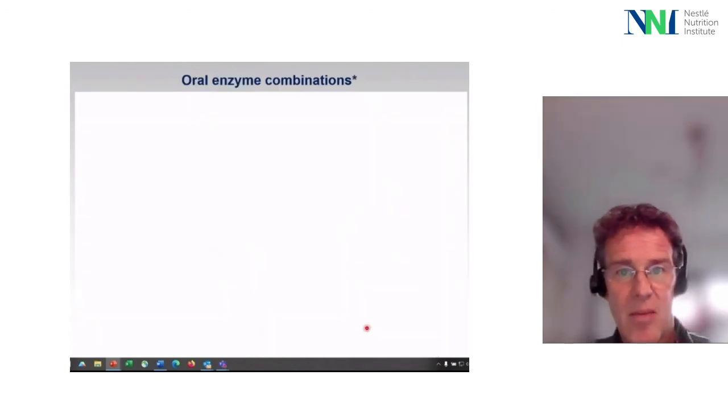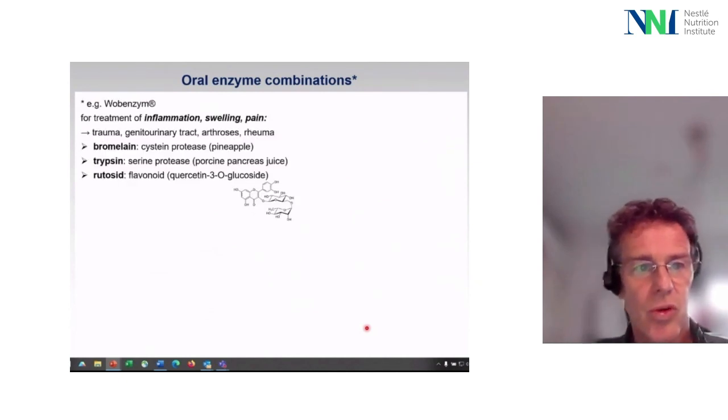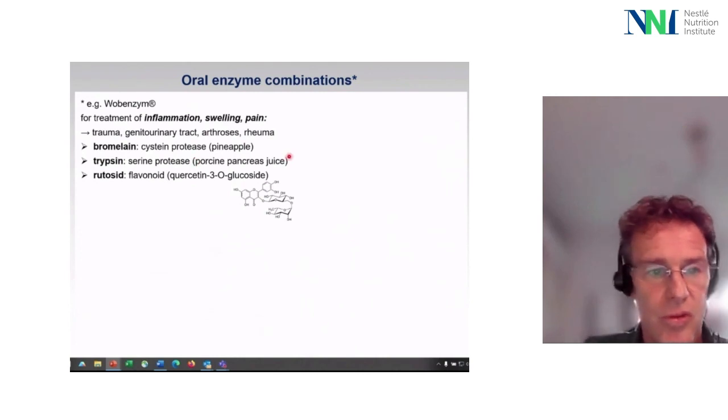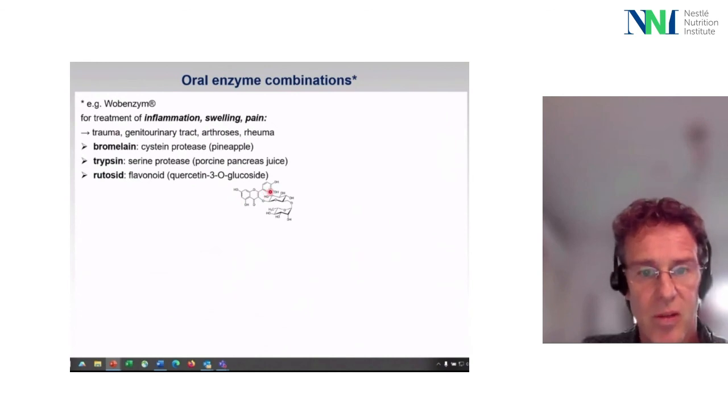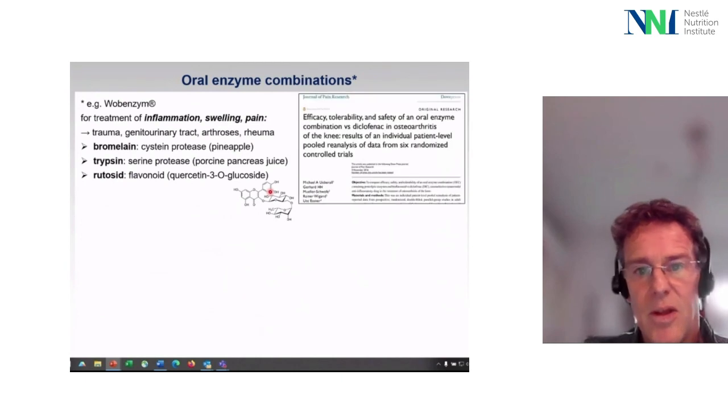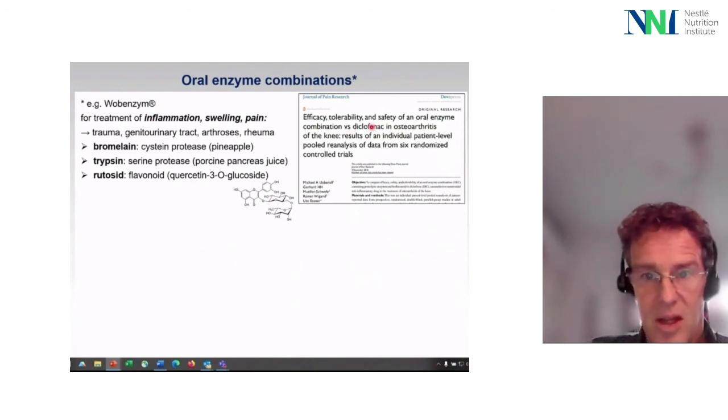What about oral enzyme combinations that are also used to treat inflammation, swelling, and pain, like Wobenzym? Well, this is a combination of bromelain and trypsin, which are a cysteine protease from pineapple and a serine protease from porcine pancreas juice. There is also rutoside contained, a flavonoid, and looking at the structure, it's quite similar to the 2 compounds I just presented in the previous slide. And this combination was shown to be highly active in osteoarthritis of the knee, as good as diclofenac.